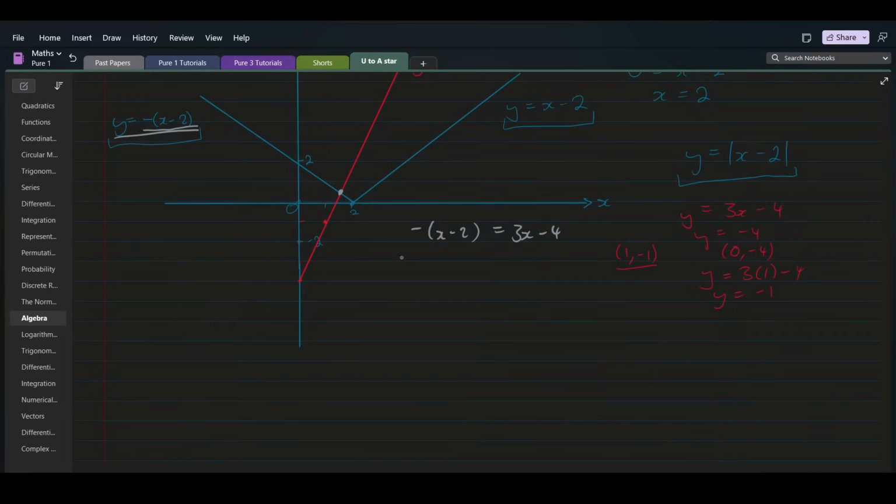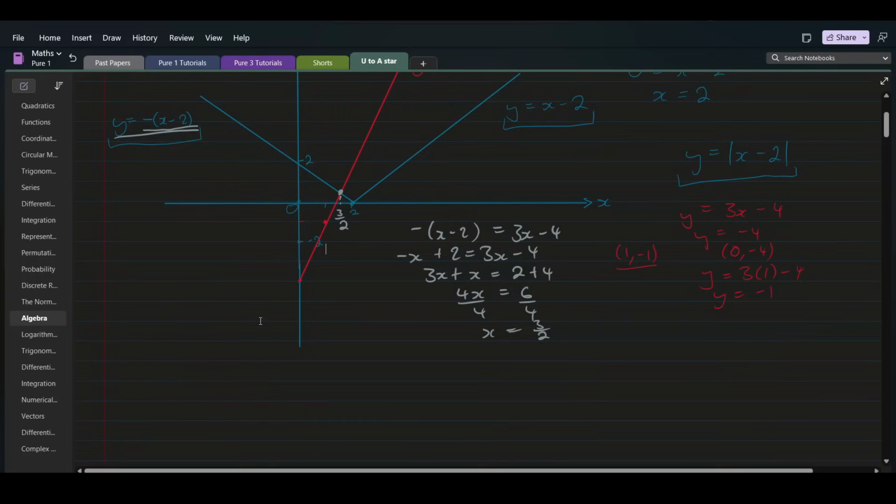So if we expand our brackets here, that's negative x plus 2 is equal to 3x minus 4. Let's put the terms with x on the same side. So 3x plus x is equal to 2 plus 4. So 4x is equal to 6. Divide both sides by 4. You get x is equal to 3 over 2. So what that means is that this point of intersection here is 3 over 2.